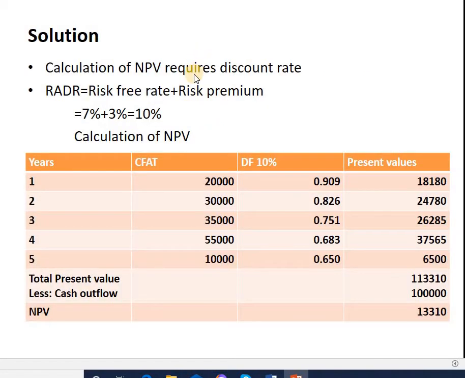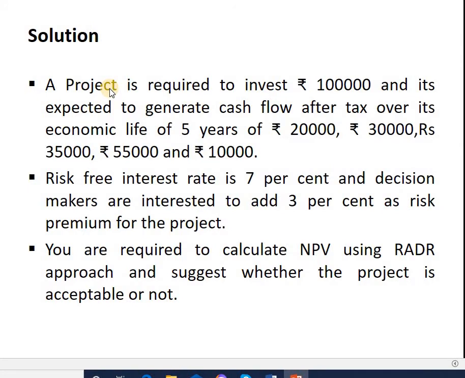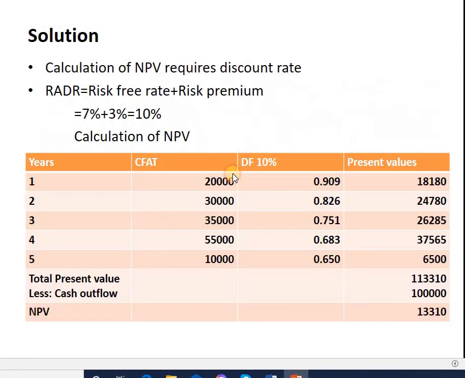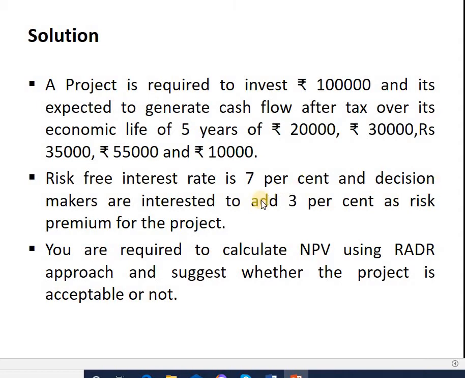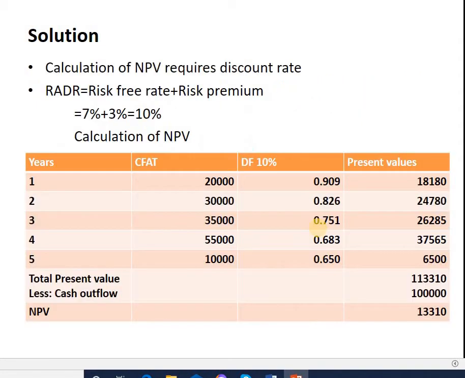So the solution goes like this. Calculation of NPV requires a discount rate. In the previous session I said the formula to calculate RADR is risk-free rate plus risk premium. In the problem, the risk-free rate is 7% and the premium is 3%, that is 7 plus 3 is equal to 10%. So RADR, the risk-adjusted discount rate, is 10%. Now we need to calculate NPV.